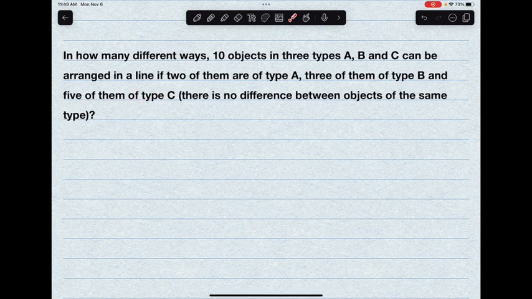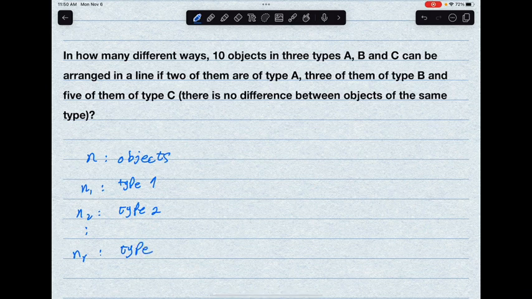So how can we do this type of question generally? The formula is: when we have n objects, n1 of them of type 1, n2 of type 2, and so on, up to nr of them of type r.